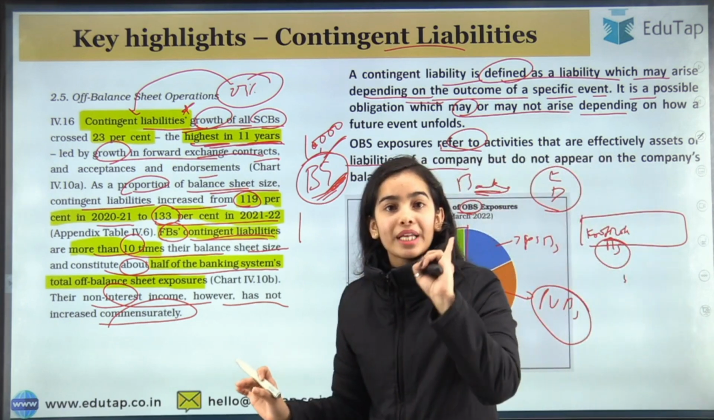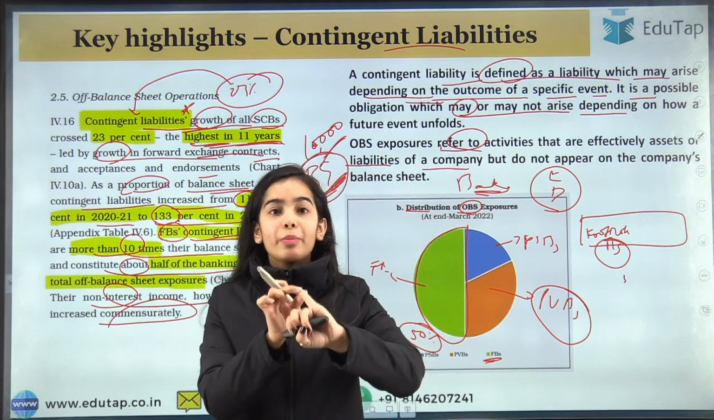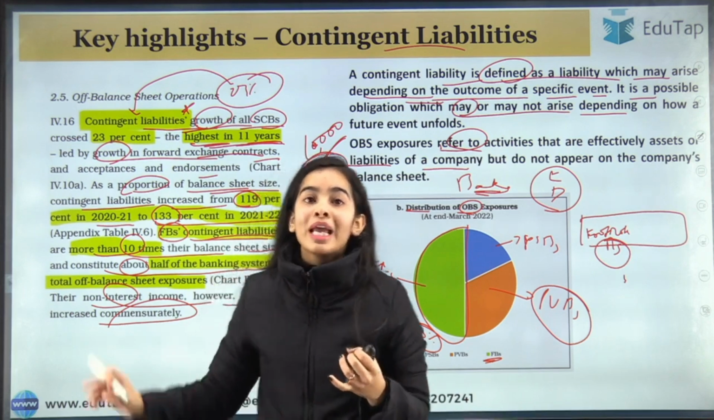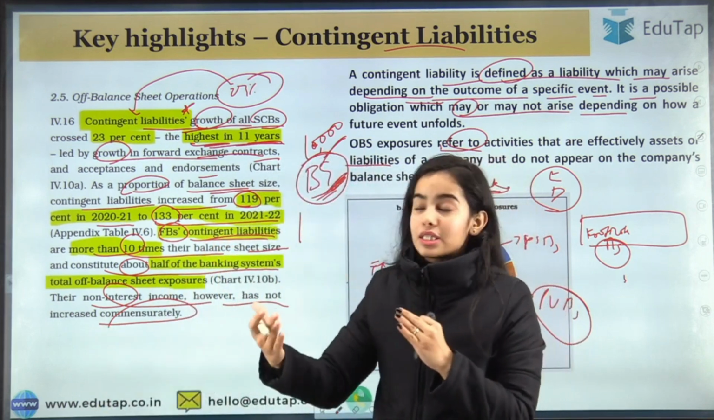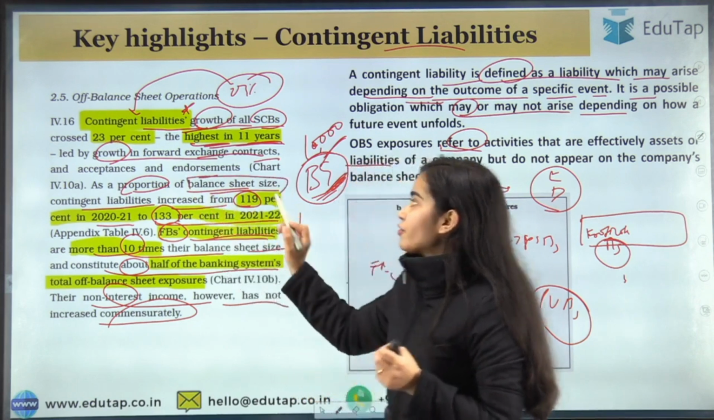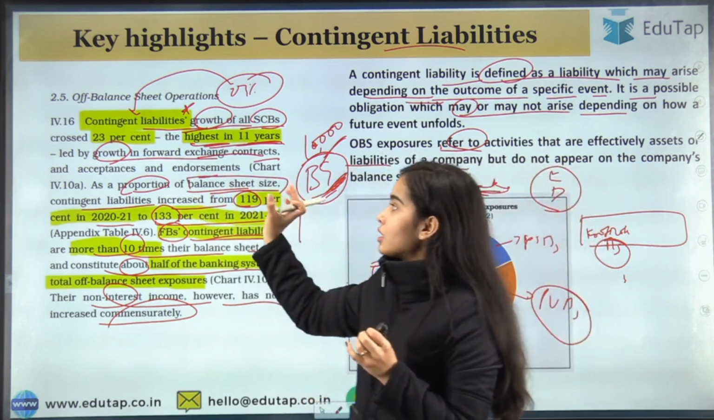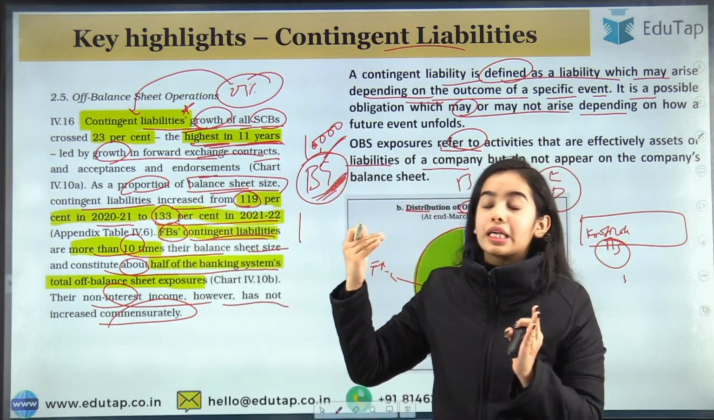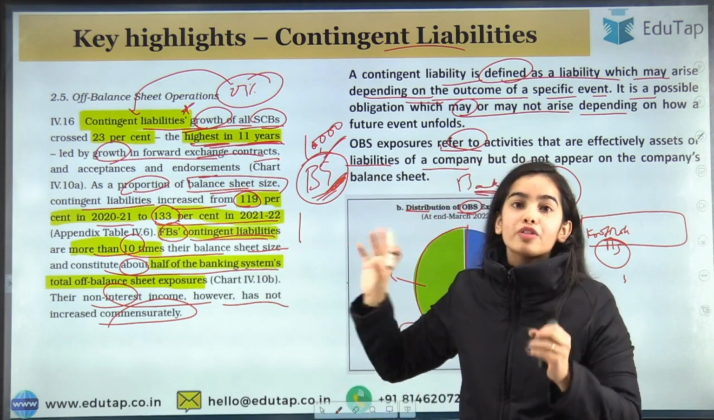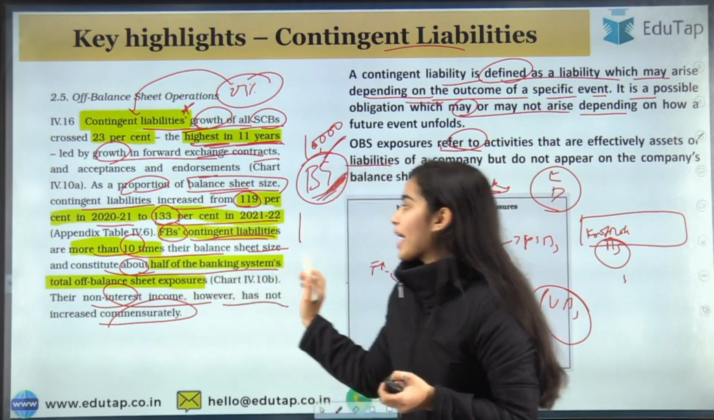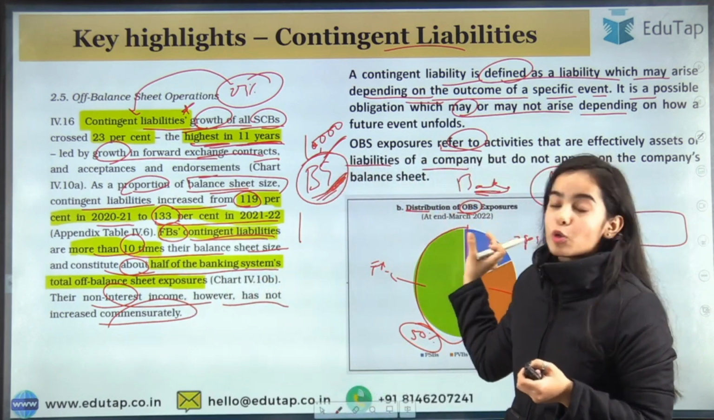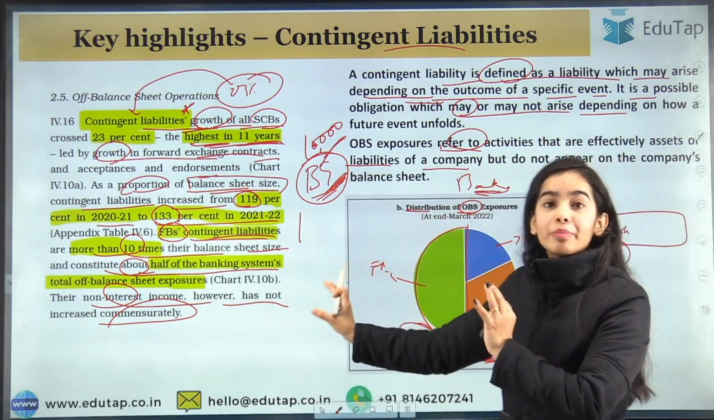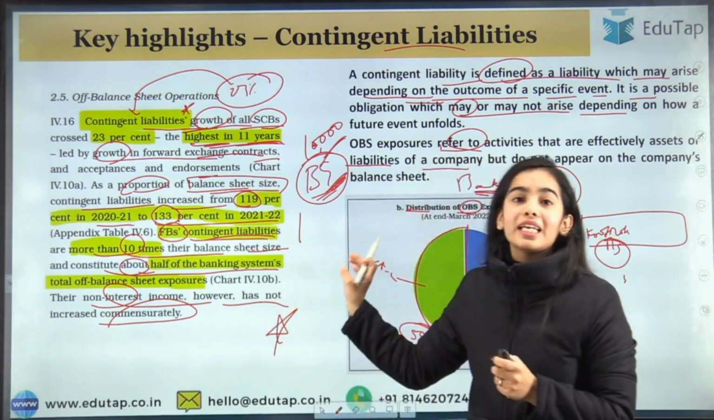The most important data point that you have to remember is that the contingent liabilities have grown by 23%, and that is the highest in 11 years. Okay, and if we compare it with the balance sheet size, the proportion of contingent liabilities increased from 119% to 133%, and the foreign banks have about half of the banking system's total off-balance sheet exposure. So these are the data points that you have to remember. Why I am telling you this data point is because this was directly in the newspapers.